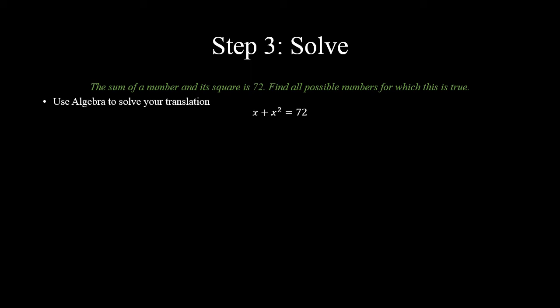The first thing I'm going to do is put my terms in descending order, which means I want my variable with the highest degree to come first, and then my variable with the next highest degree, and so forth and so on. I want this to be in the form of ax squared plus bx plus c. When I'm solving, I need to get 0 on one side, so I'm going to move that 72 over. Now I have x squared plus x minus 72 equals 0.